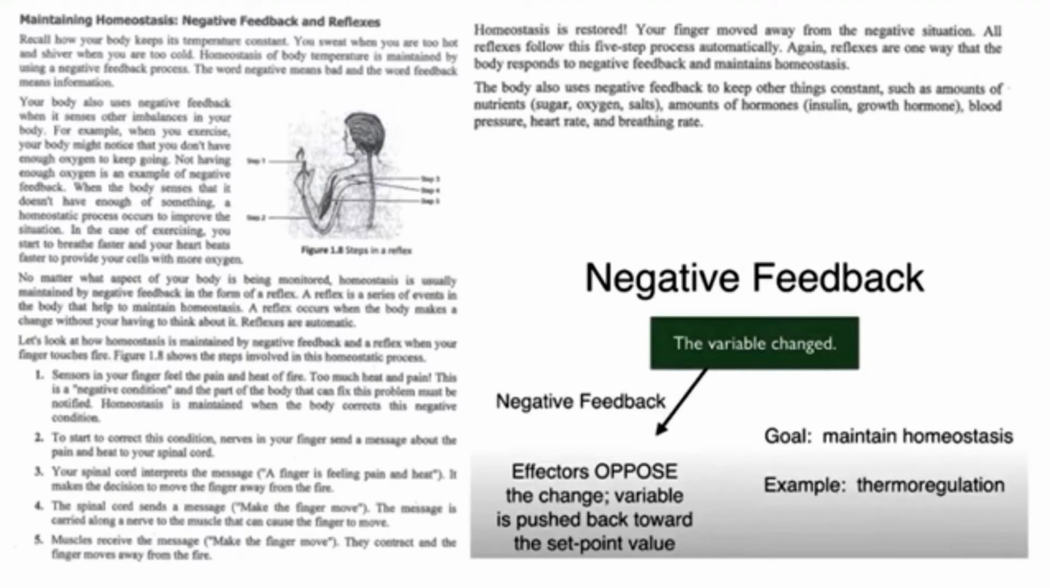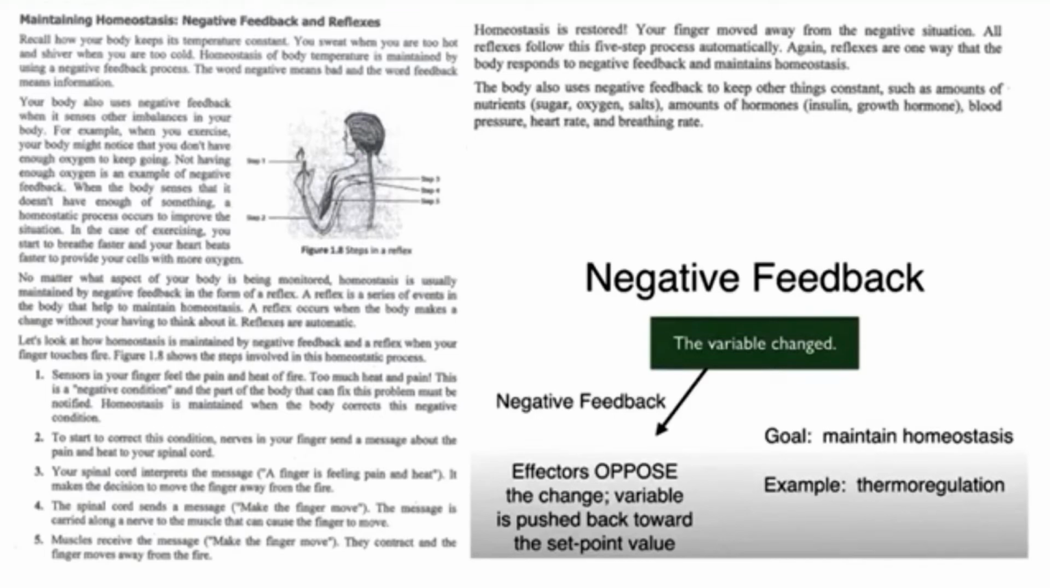Let's look at how homeostasis is maintained by negative feedback in a reflex when your finger touches fire. Figure 1.8 shows the steps involved in this homeostasis process. 1. Sensors in your finger feel the pain and heat of the fire. Too much heat and pain is the negative condition, and the part of the body that can fix this problem must be notified.